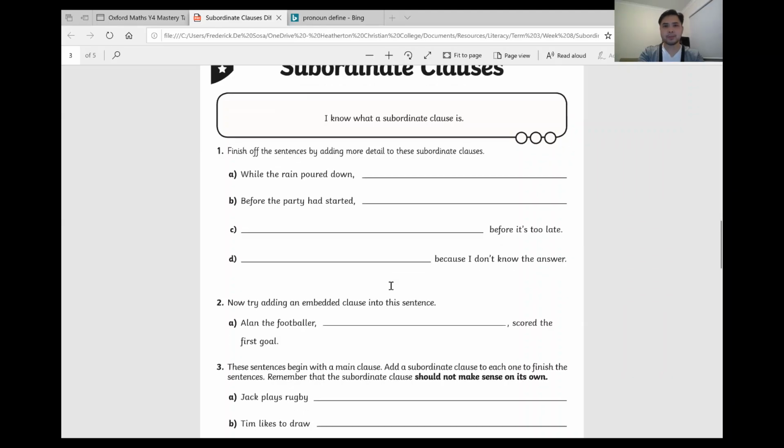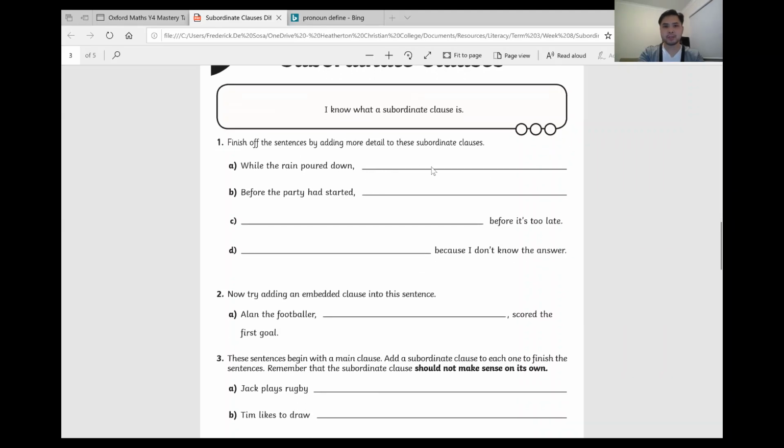All you need to do is just complete the sentences by adding your own relative or dependent clauses. You should be experts at it by now. If you have any questions, just let me know.